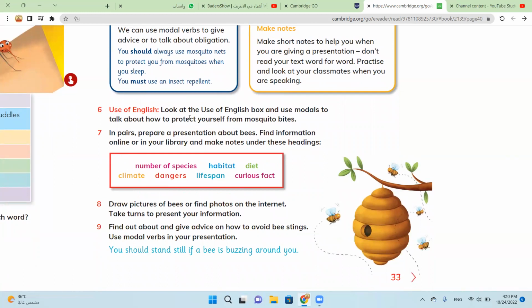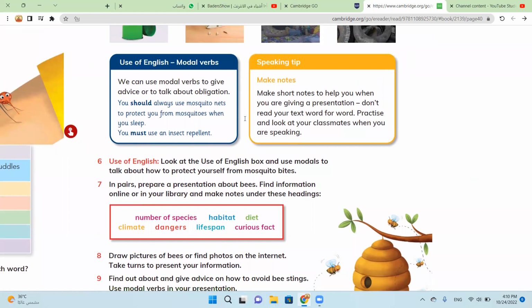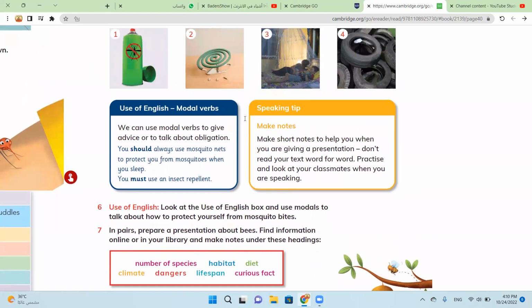Activity 6, look at the use of English box and use modals to talk about how to protect yourself from mosquito bites. So you can use these modal verbs like should and must and come up with a sentence or ways to protect yourself from mosquito bites. For example, you should clean your environment if you don't want mosquitoes to spread or to bite you.